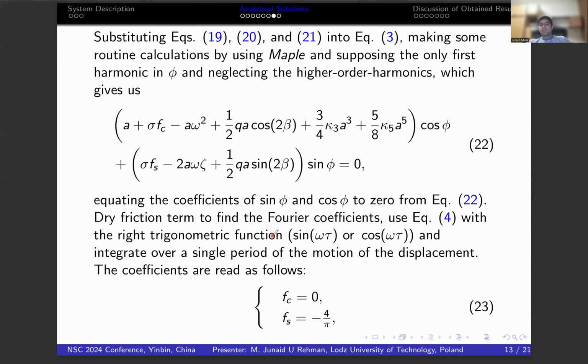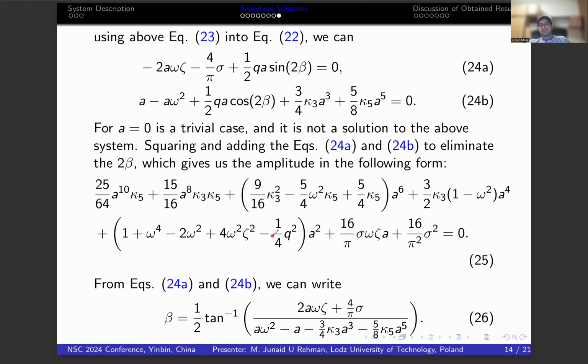Substituting equations 19, 20, 21 in equation 3, and after some calculation, we get equation 22. And then we have calculated Fc and Fs for the coefficients. For the dry friction term, to find Fourier coefficients, we use equation 4, in which we have defined the dry friction function. So the coefficients read as in equation 23. So using equation 23 in 22, we get 24.